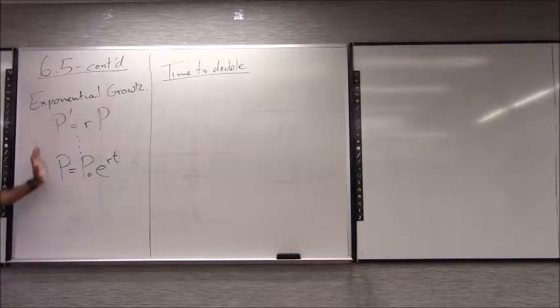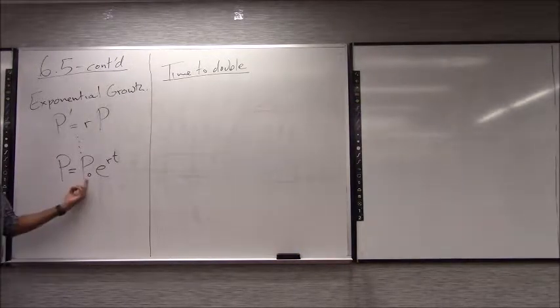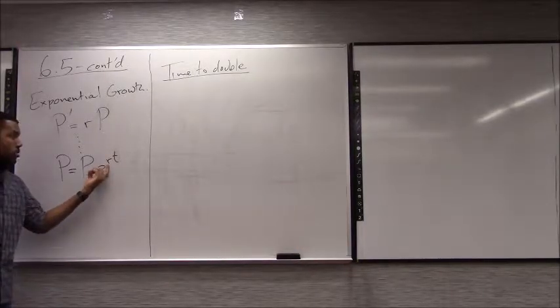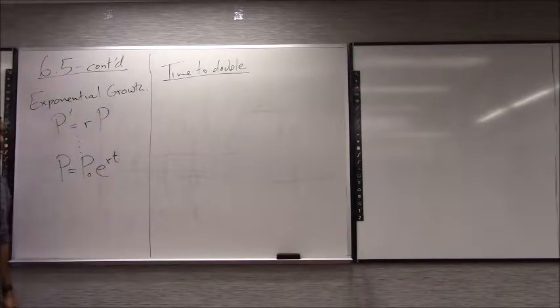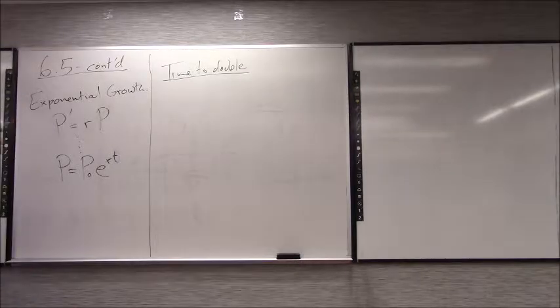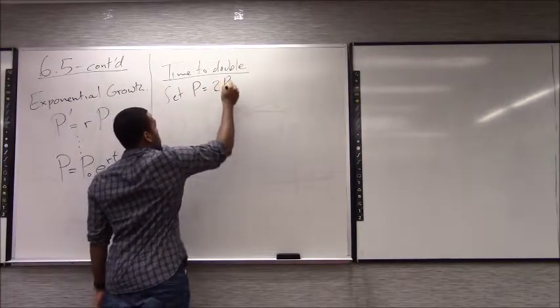We have these two equations. P gives us the current amount of the quantity that we care about. P naught is the initial amount, e is the exponential number, r is the rate of growth, which is often expressed as a decimal representing the percentage it's growing per unit time, and t is time. Yeah? You can divide both sides by P naught and say that the ratio of P to P naught is 2. Or you can just set P equal to 2 times P naught.